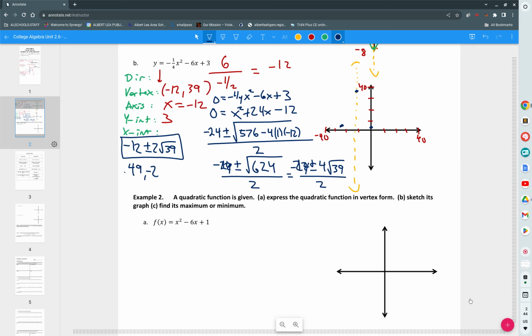0.49 and negative 24.49. Notice that when I plot these on the graph, they fit with the rest of the description of the graph. Looks like it's going to go right down through those blue points. And I make it a nice, pretty graph.